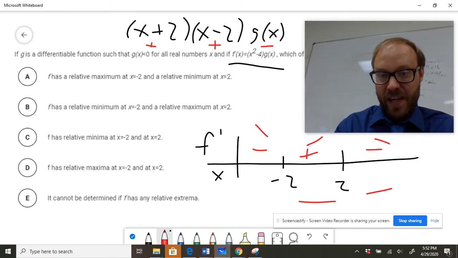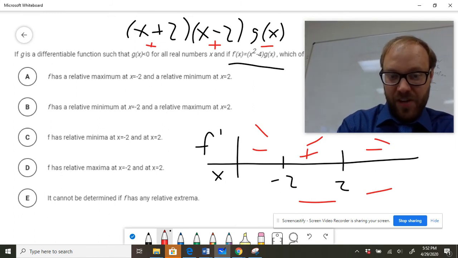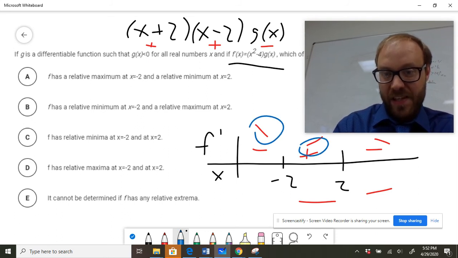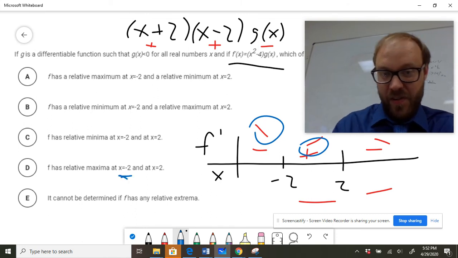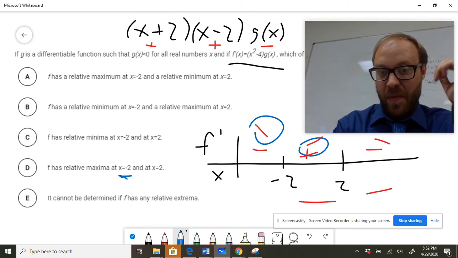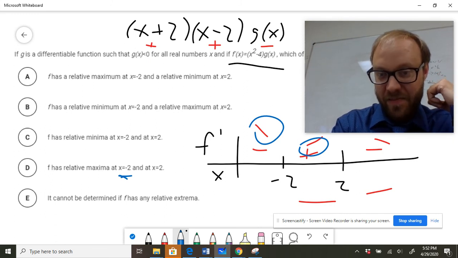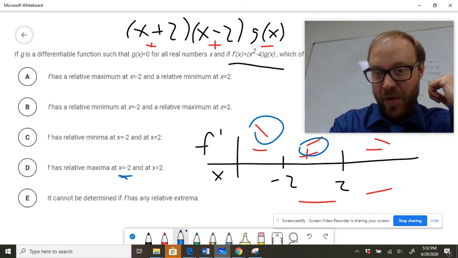Now you should be able to look here and see what's happening. We've got a function that is decreasing and then increasing. That would be a relative minimum at negative 2. I think that's going to be our choice there in D. So remember, if f prime changes from negative to positive, you have a relative minimum.